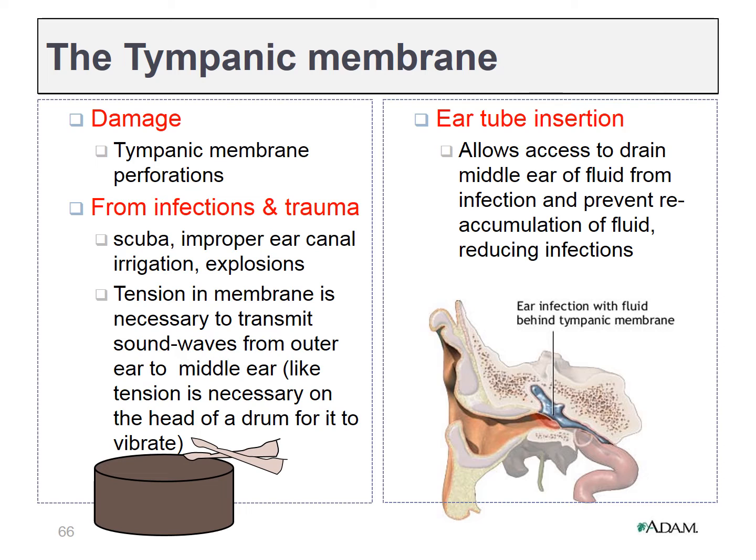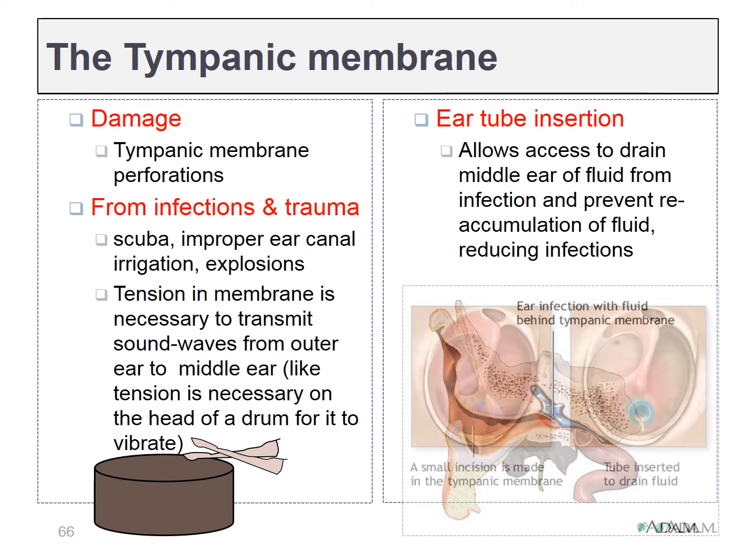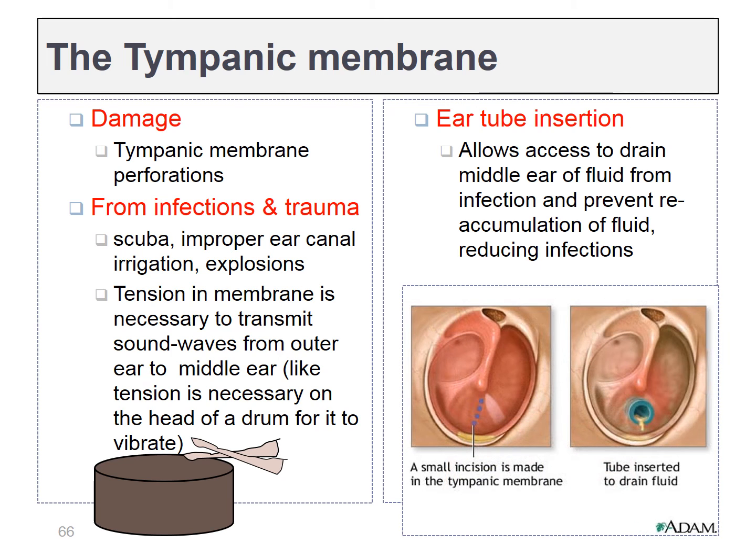To relieve this, an ear tube can be inserted into the tympanic membrane, allowing fluid in the middle ear to drain out the external ear. Here's a picture of an ear tube. One of the other nice things about an ear tube is that if that middle ear infection were to get so bad that it might cause a tear in the tympanic membrane, a small incision and the insertion of a tube will be much easier to heal over.